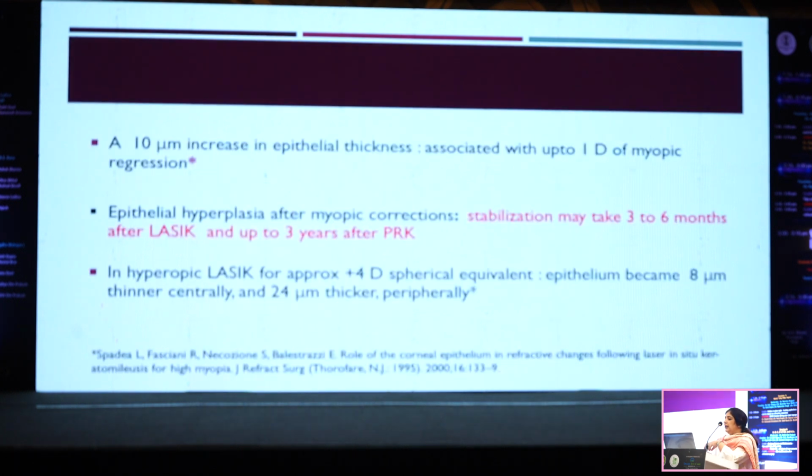It's been seen that around a 10 micron increase in epithelial thickness is associated with up to 1 diopter of myopic regression. And more importantly, the stabilization of the epithelial modulation may take up to 3 to 6 months after LASIK, and even as long as 2 to 3 years after PRK.